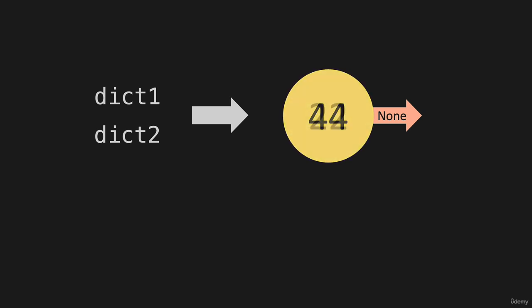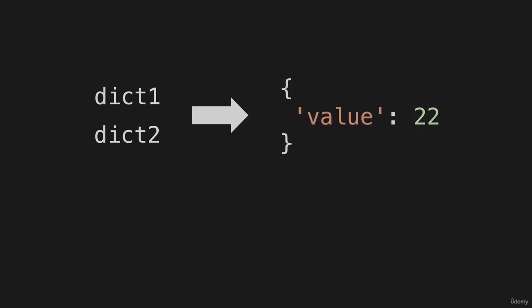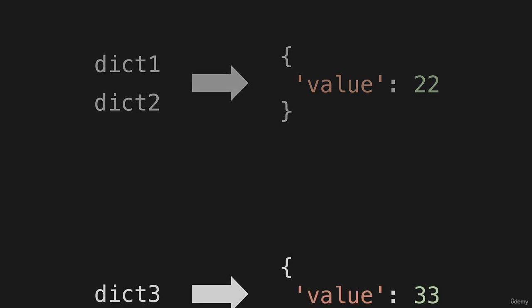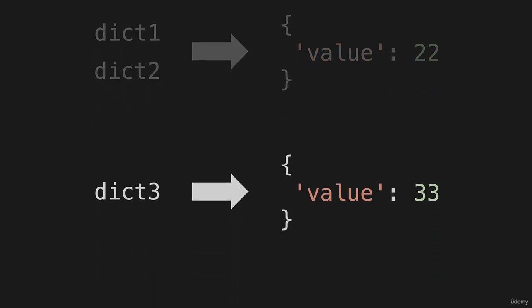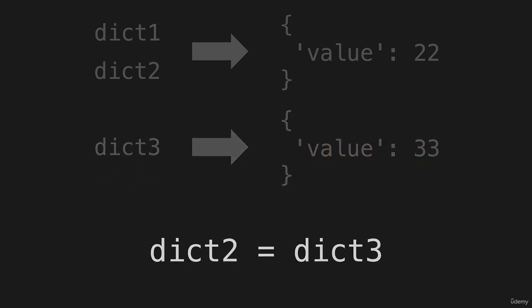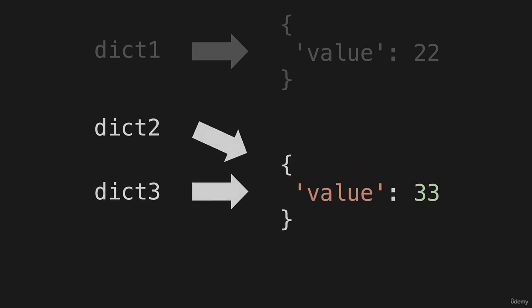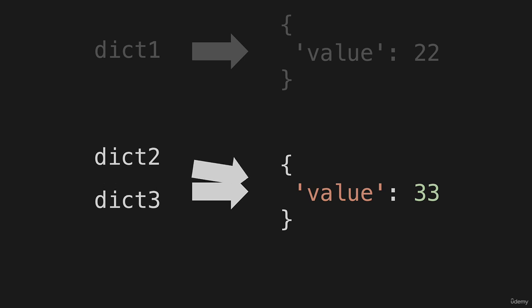So I'm going to change this back to a 22, and I'm going to change this back to a dictionary and show a couple of other concepts. Let's say we have another dictionary that we call dictionary 3, and this one is value 33. If we set dictionary 2 to be equal to dictionary 3, we can take that and point that down at the new dictionary. So we can change where these variables point to.